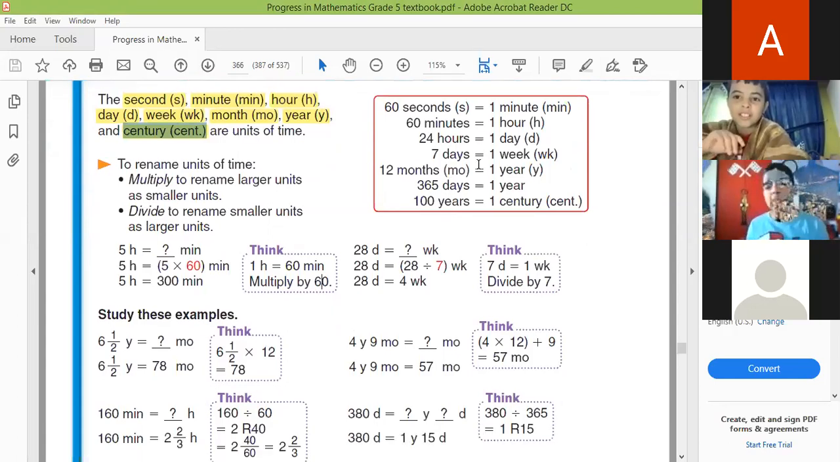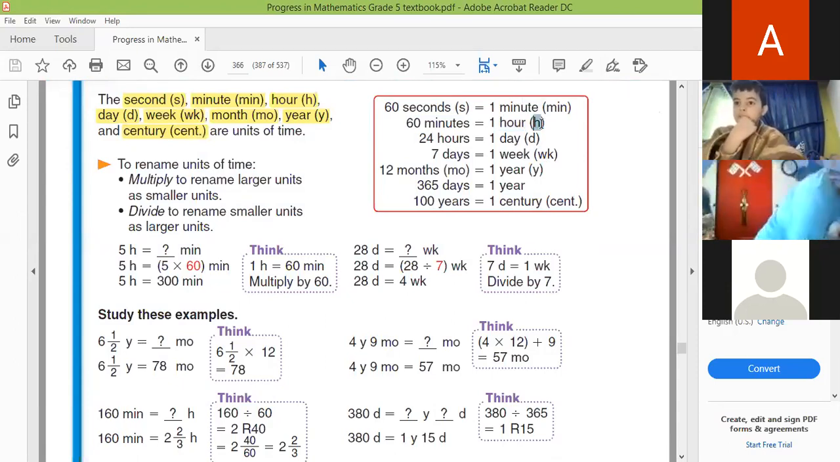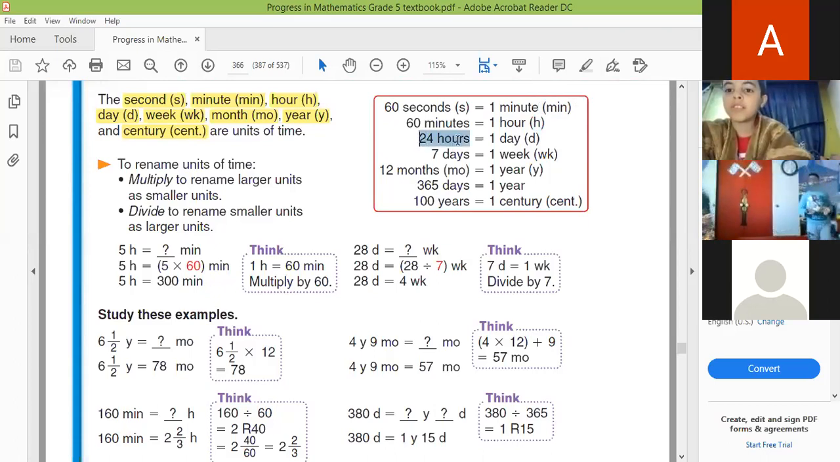Now look at there. As you can see here in this table, the first one up there, it's written 60 seconds. We will denote seconds as S, which is equals to 1 minute. For minute, you can write it as MIN, minutes. Then 60 minutes, which is equals to 1 hour. For 1 hour, you can write H, small h, to represent hours. Then 24 hours, which is equals to 1 day.